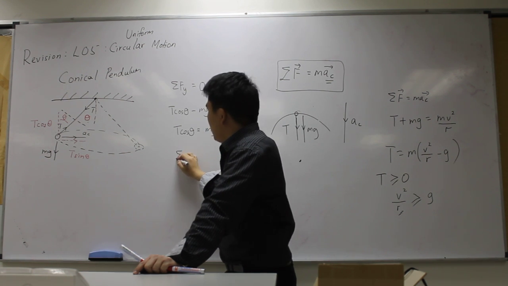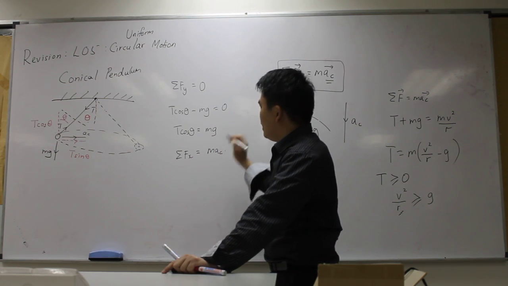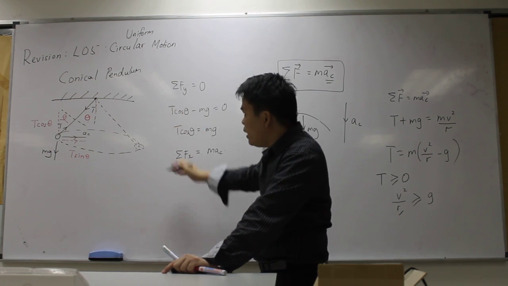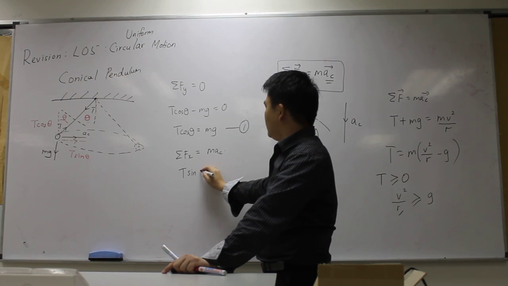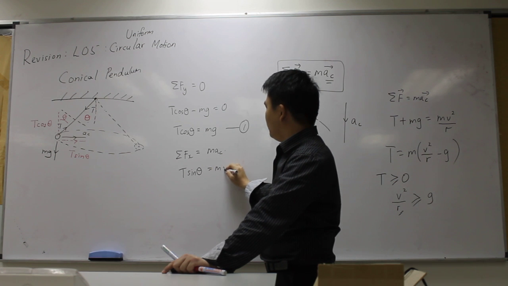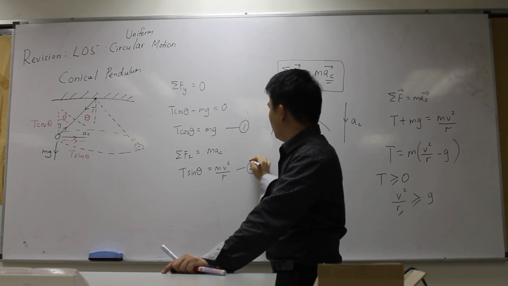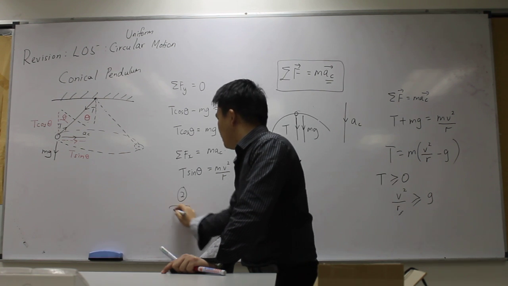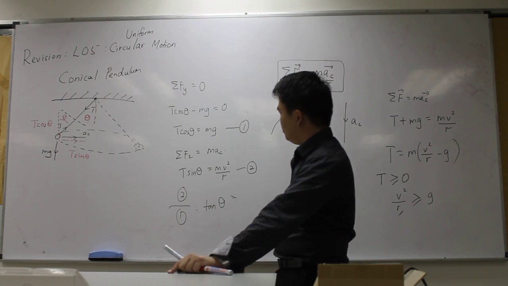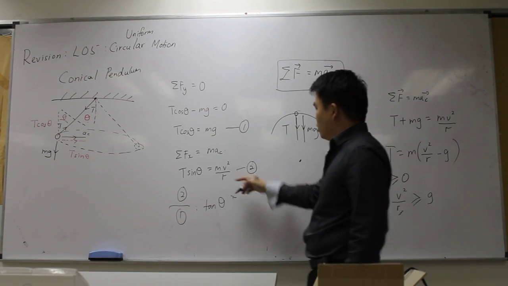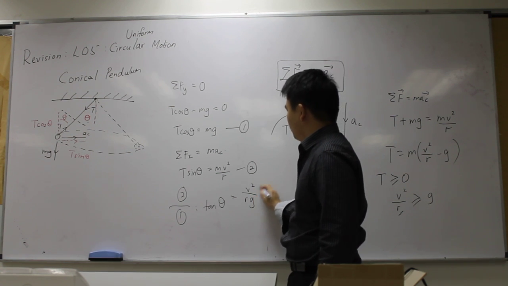On the other hand, sigma Fx is equal to m a_c. Hence, there's only one component, which is T sin theta. Let me put it: T sin theta equals mv squared over r. So let's say this is equation 2. So equation 2 divided by equation 1 gives tan theta equals v squared over rg.